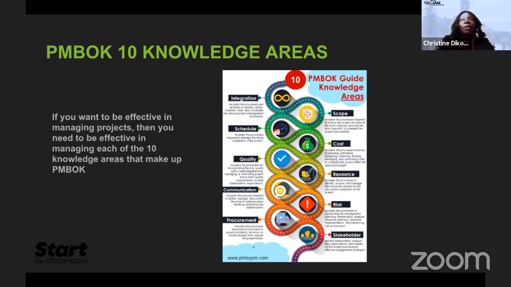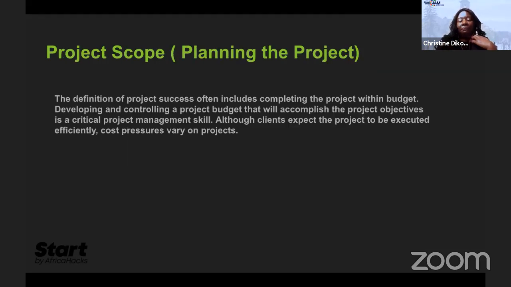Because the thing in a project is that there's so much different communication that you need a communication charter where every communication is detailed, because you don't want your client to tell you, well, you told me that last time. Whereas if you save all of those communications in a communication plan, you will be able to see what was discussed last week and what the action items are. So if you want to be effective in managing projects, then you need to be effective in managing each of the 10 knowledge areas that make up the PM book.